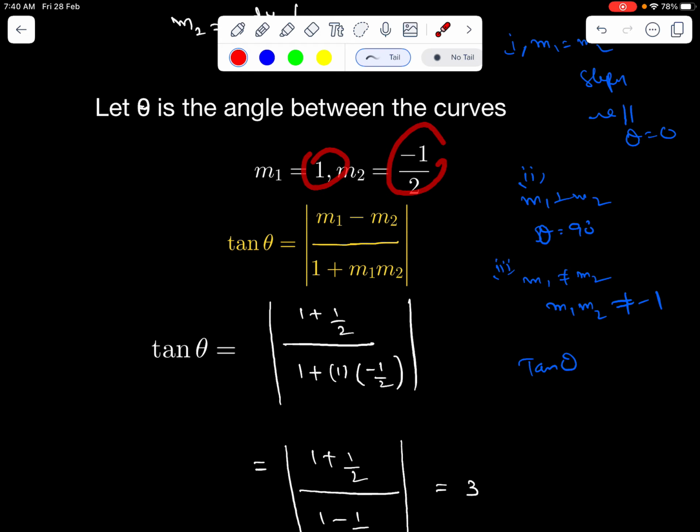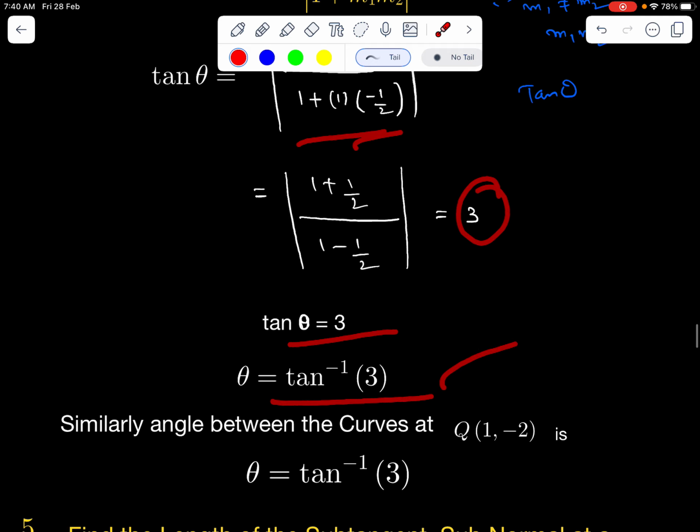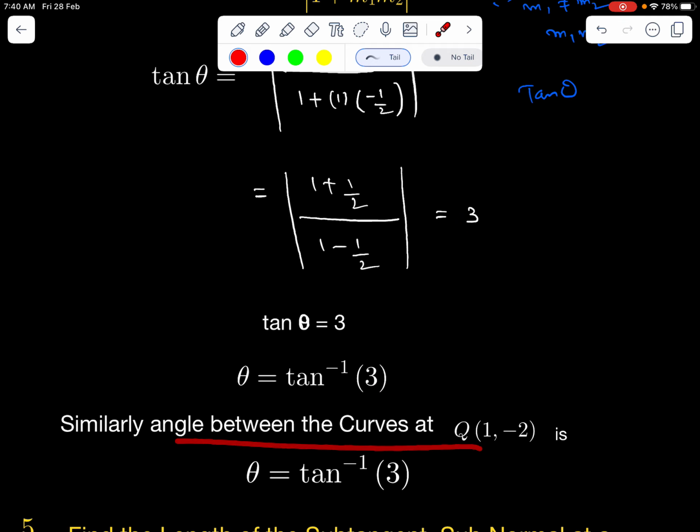Therefore, tan theta is equal to (1 plus 1 by 2) divided by this value, so tan theta is equal to 3, and theta is equal to tan inverse 3. Similarly, find the angle between the curves at Q also.